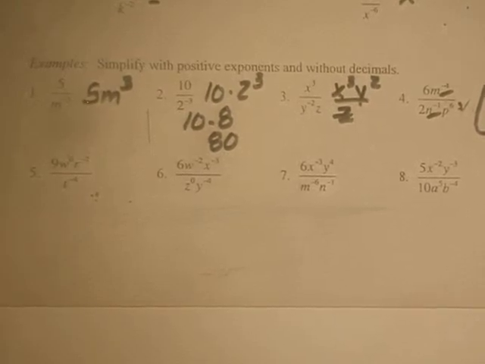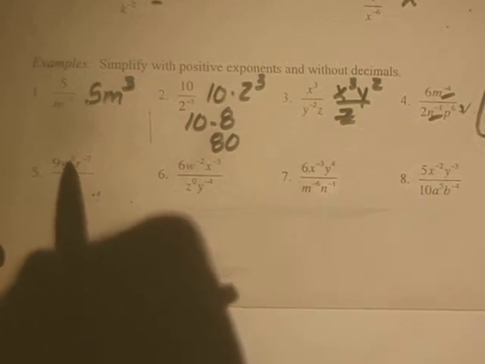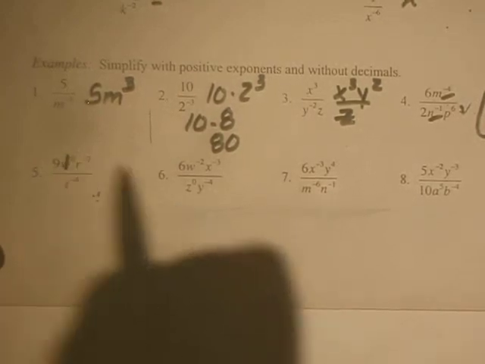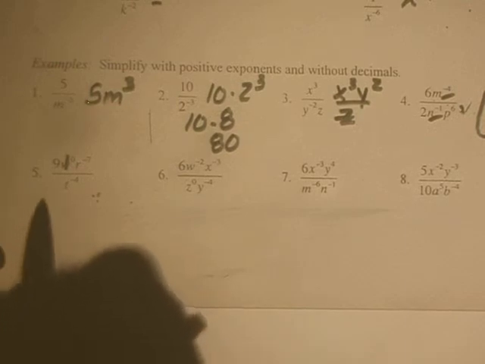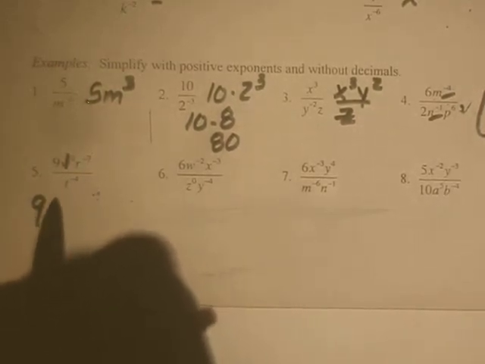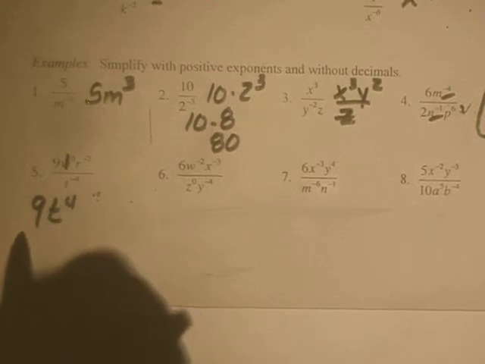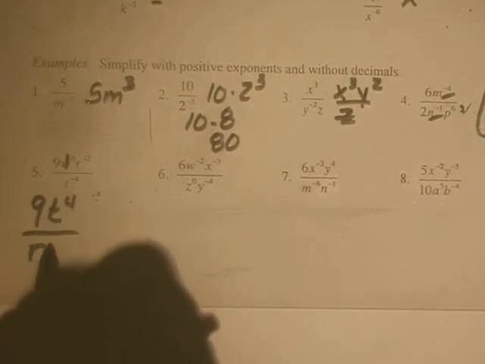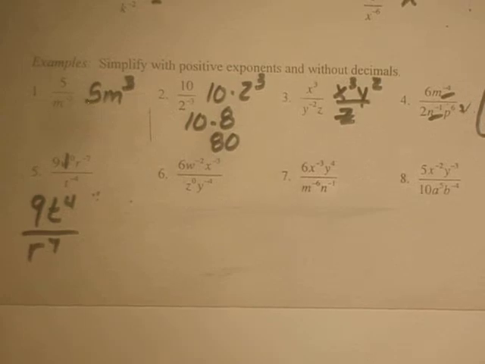Number 5, anything to the 0 power is 1, so w to the 0 is 1. And then both of these have negative exponents, so we're going to move the t to the 4th to the top, and we're going to move the r to the 7th to the bottom.